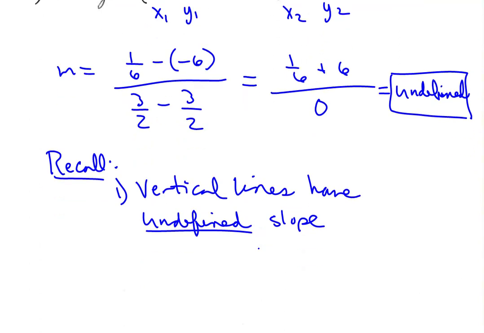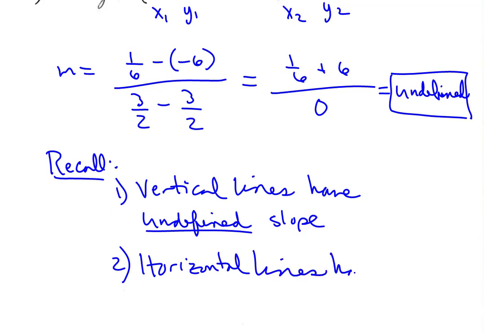But more than that, just another means of review here, secondly, horizontal lines, vertical and horizontal lines being like the 2 special types, horizontal lines have slope equal to 0. So that's another little review topic. Horizontal lines always have slope 0. Vertical lines have undefined slope. We'll see that showing up here and there as we do various examples.